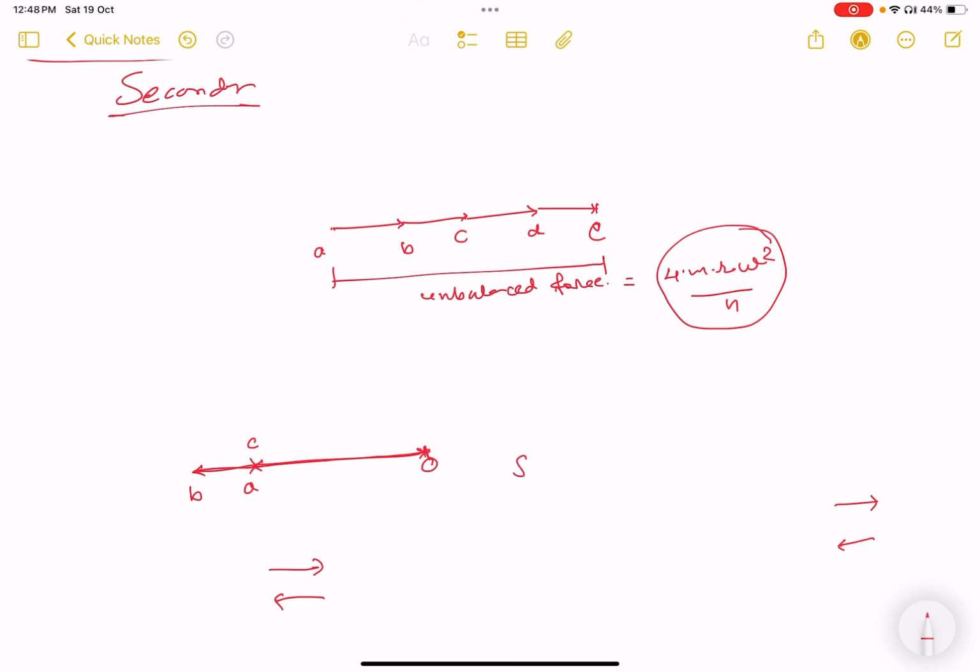So in the secondary couple, there is zero unbalanced couple. Only one unbalanced force in the secondary force polygon can be considered. All right, so that is shown over here. Okay, that's it.